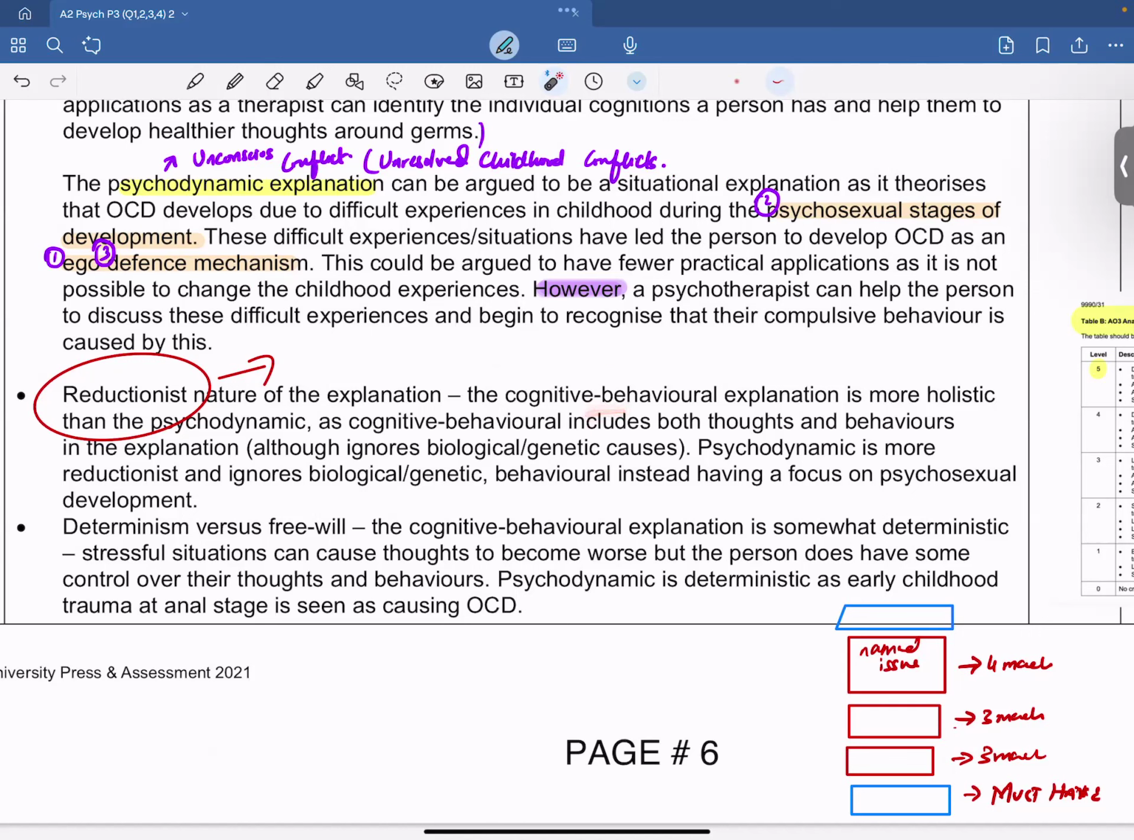The cognitive behavioral explanation is more holistic than the psychodynamic, as cognitive behavioral includes both thoughts and behaviors in the explanation, although it ignores biological or genetic causes. The psychodynamic is more reductionist and ignores biological or genetic factors, instead having a focus on psychosexual stages of development. So easy peasy. The cognitive behavioral explanation, the name itself suggests you're talking about a mixture of two explanations. So this is relatively more holistic as compared to the psychodynamic explanation, which is a single explanation.